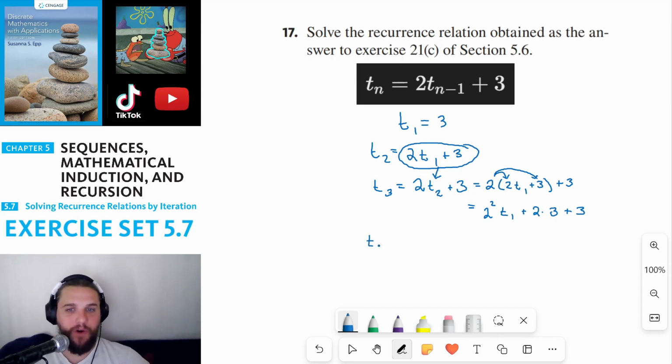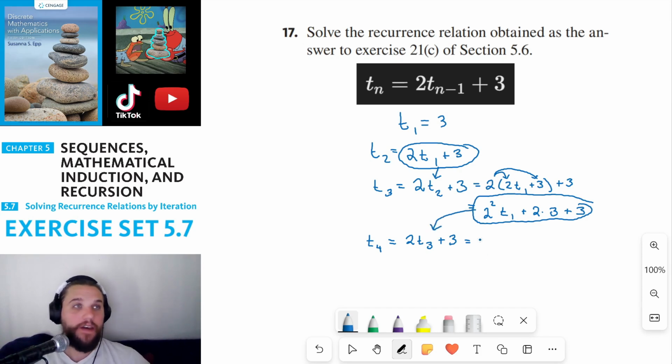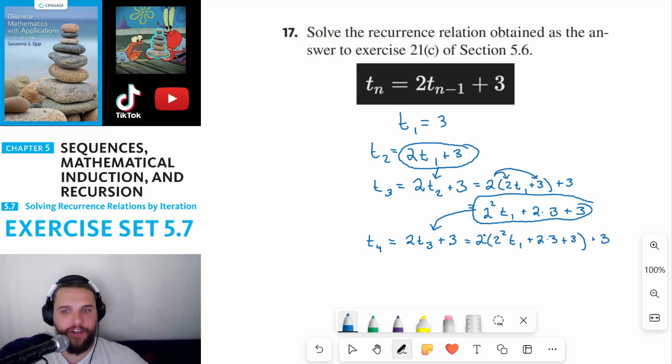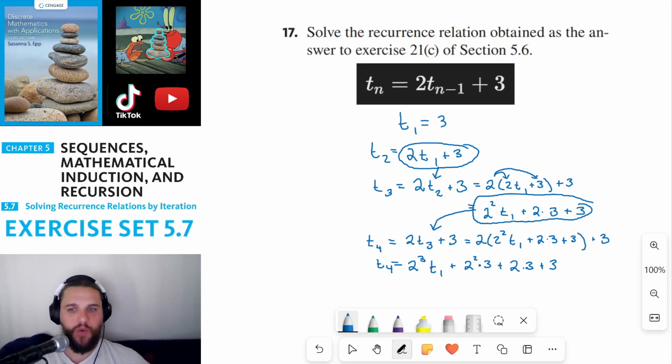Now let's do t sub 4. And usually by t sub 4, we should be able to see a pattern. So t sub 4, according to the recurrence relation, is 2 times t sub 3 plus 3. And then we can substitute our solution from t sub 3 into t sub 3 to get 2 times 2 squared t sub 1 plus 2 times 3 plus 3 plus 3. And so now I'm going to distribute the 2 and absorb these factors into the other factors of 2. So that means t sub 4 is just 2 cubed times t sub 1 plus 2 squared times 3 plus 2 times 3 plus 3.